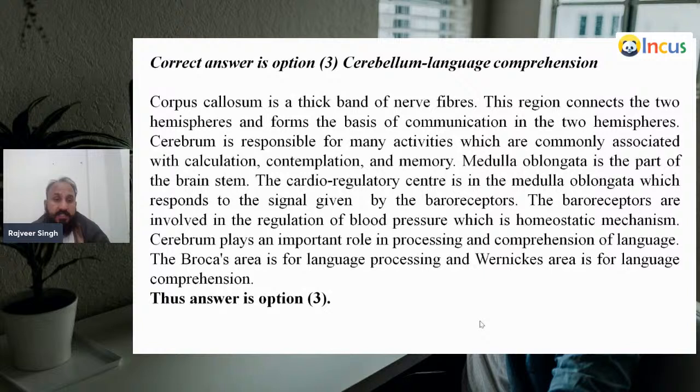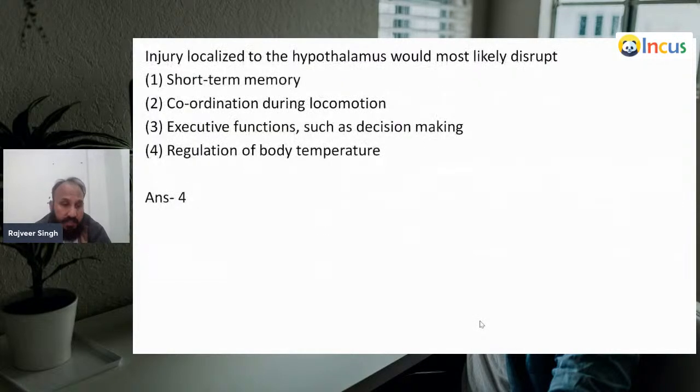Cerebellum plays an important role in the processing of language comprehension, and the Broca area. The Broca area is for language processing and Wernicke's area for language comprehension. So the answer will be third.